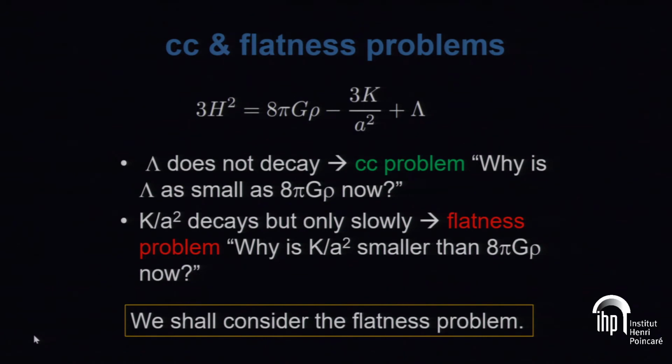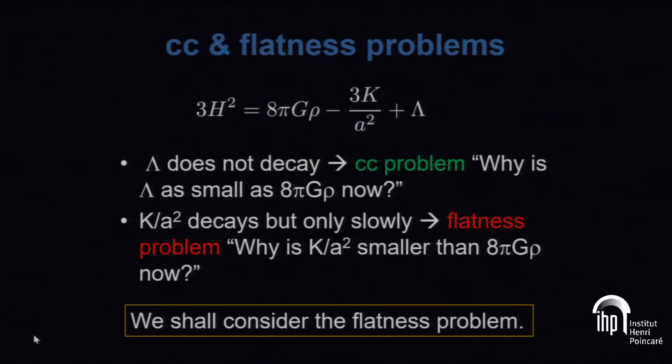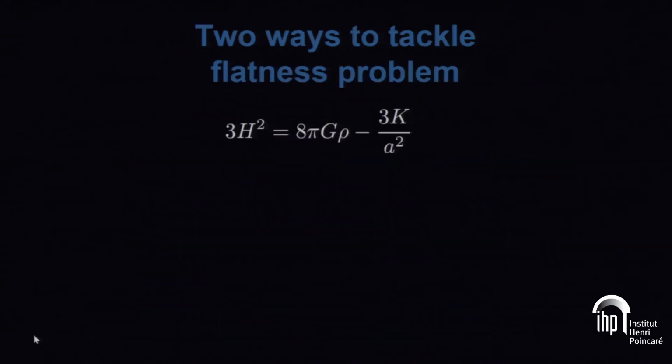Unfortunately, I don't have a good idea to solve the cosmological constant problem, so I'd like to concentrate on this. But this is what inflation does. Okay? Inflation doesn't solve the cosmological constant problem, but can solve the flatness problem. Okay? So I think there are at least two ways to tackle flatness problem. Okay, I set lambda to be 0 because I declare not to solve the cosmological constant problem.